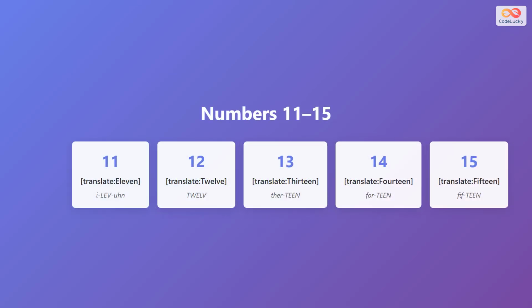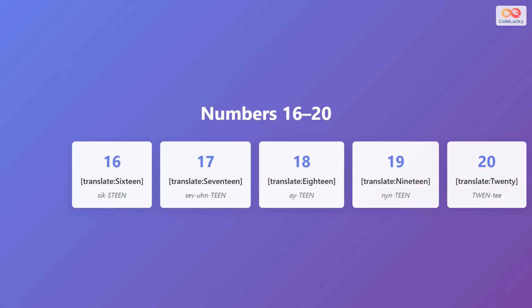Let's start with numbers 11 through 15. 11 is eleven, 12 is twelve, 13 is thirteen, 14 is fourteen, 15 is fifteen. Notice that 13, 14, and 15 all end with the teen sound. Repeat each number after me and pay attention to where the stress falls in each word.